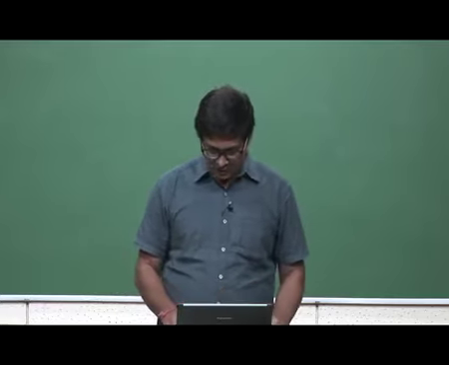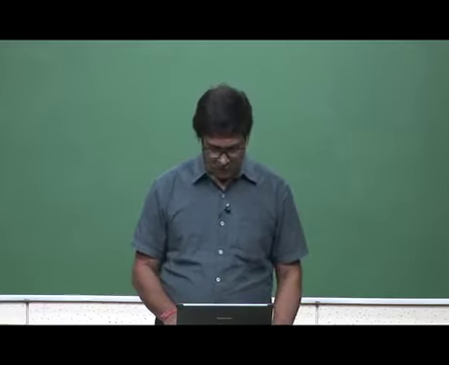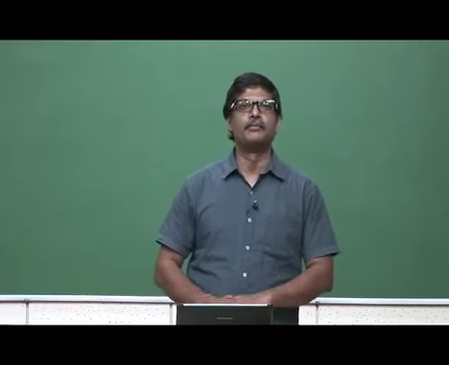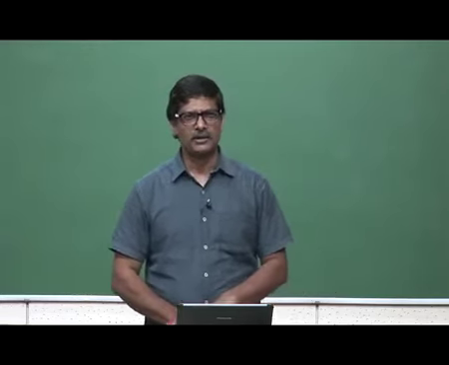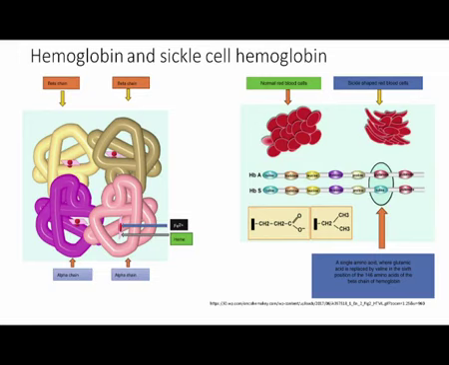So, to proceed, let me first talk to you about what we have been talking about. We have something called hemoglobin and sickle cell hemoglobin that we discussed in our previous classes. Hemoglobin has 4 chains, 2 beta and 2 alpha. Those are represented in different colors here.